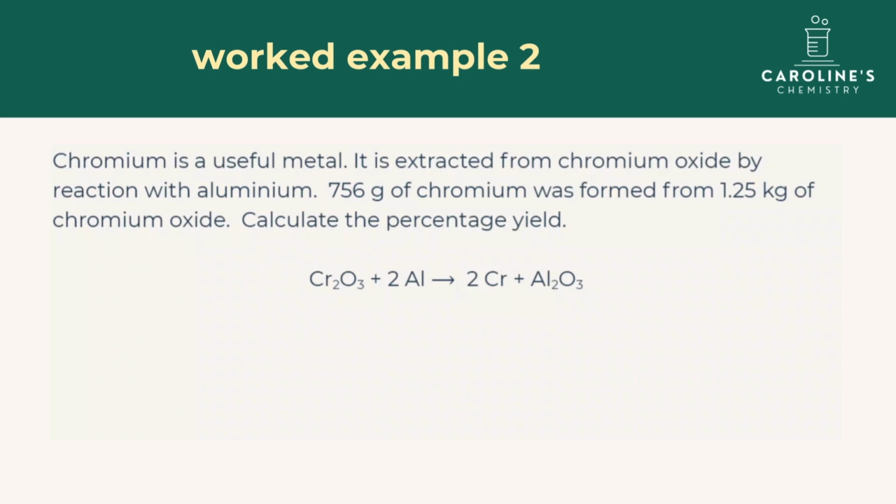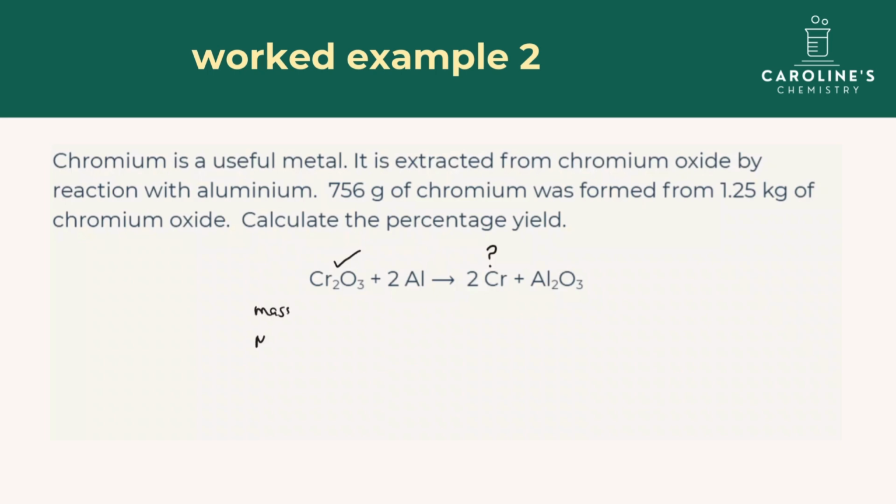Now it says chromium is a useful metal, so we're looking at the percentage yield of chromium. That's what the question is asking us about. Calculate the percentage yield of chromium. That is therefore our question mark. We are told that we have 1.25 kilograms of chromium oxide. That is therefore our tick. It's our substance that we know something about. Let's set up our table.